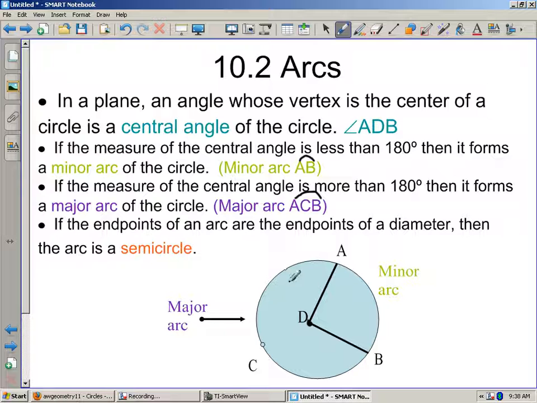I'm going from A to C to B, so that's my major arc. And then if the endpoints of the arc are on a diameter, then we have a semicircle. A semicircle is the only one that is exactly 180 degrees, because if you look at the definitions, it's less than 180, more than 180, and a semicircle happens when you end up with a central angle of 180 degrees. So that's really where we're going.